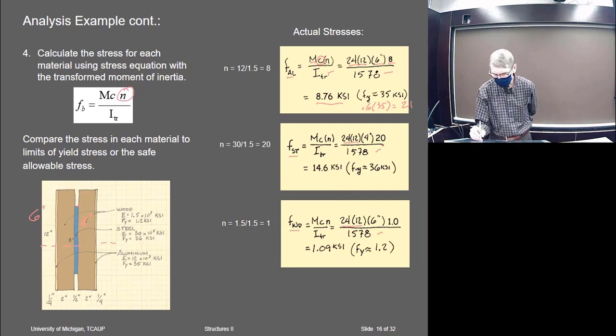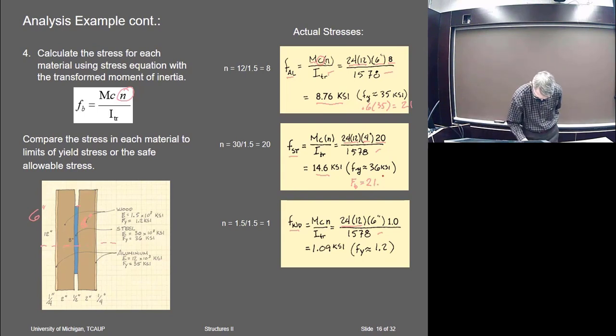Okay, then we can look at the steel. That's only got the 4-inch depth, right? That's this depth here, and the scale factor, the modular ratio of 20, and that comes out to be only 14. And that, I think, for steel, FB is 21.6, right? Is that what 36 times 0.6 equals 21.6? Yeah. Okay.